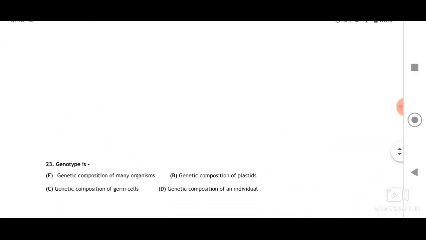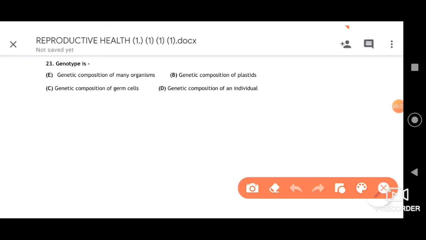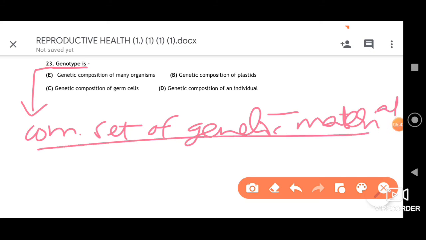Next question, dear friends, we have here is genotype is. Whenever we talk of genotype, it is the complete set of genetic material. It is a complete set of genetic material, dear friends. Very important to note down. So it's a complete set of genetic material.